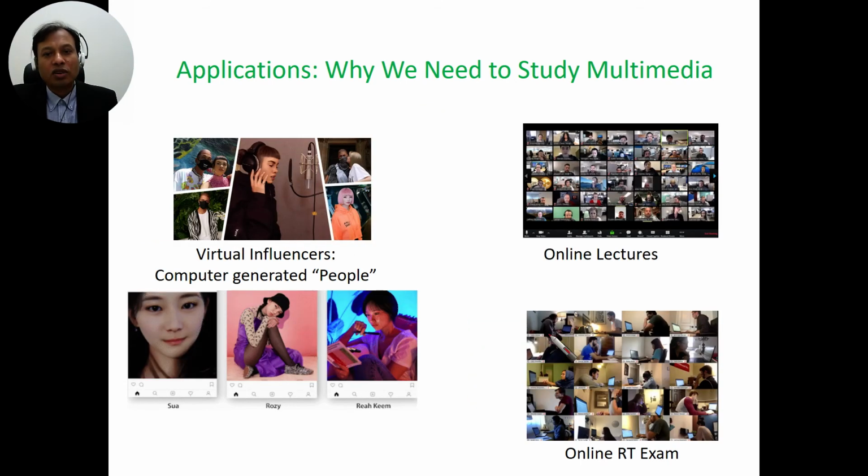Now think about a little bit different applications. First of all, think about this one: virtual influencers. These look like real people, but they are not real people. They are basically computer generated people, right? For example, in Korea, perhaps you might know Sua, Rosie, Kim. They are very popular characters. They have their own social media sites.